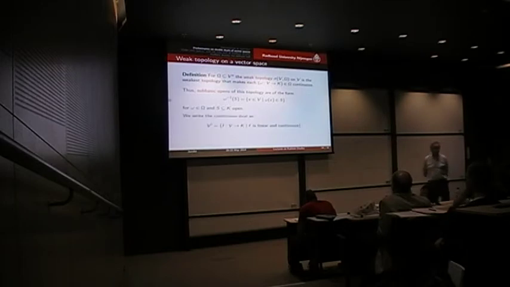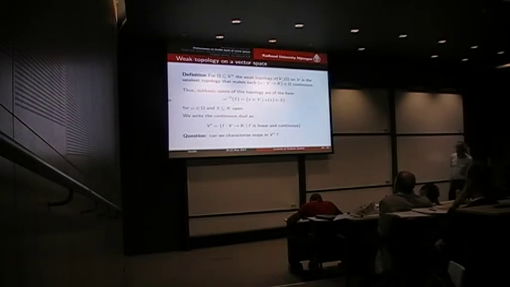And I'll write in this situation V prime for the continuous dual. So V prime is a set of functions from V to K, which are both linear and continuous. And by assumption, by construction, I should say, capital omega is in V prime. An interesting question is, can we describe in more detail which maps are in this V prime?